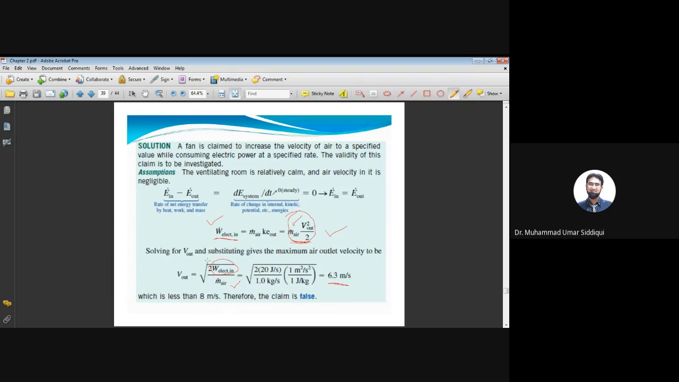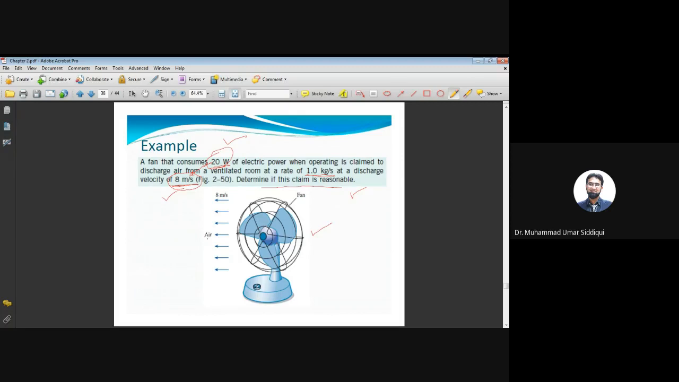Here, in order to verify, we put work electric in, and we can find out the maximum velocity that could be generated. We can do it the other way around. Let's say the velocity out is 8 meter per second, so we can put 8 here, and we can find out the minimum amount of electricity needed to produce 8 meter per second of the discharge air. When you do this, you will find it will be more than 20. Since it will be more than 20, that means the claim of the manufacturer is wrong. So thermodynamically, we have just analyzed the claim that 20 watts can produce 8 meter per second, whether it is correct or wrong. This was the solution of the problem.